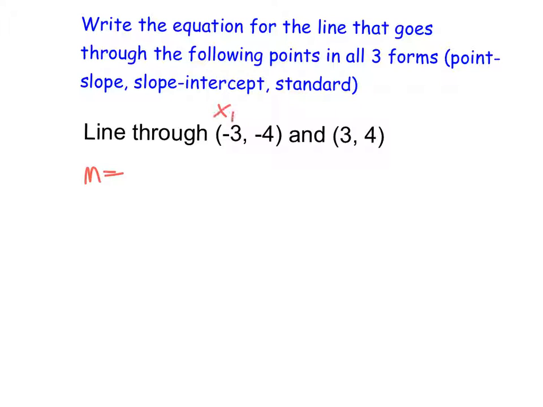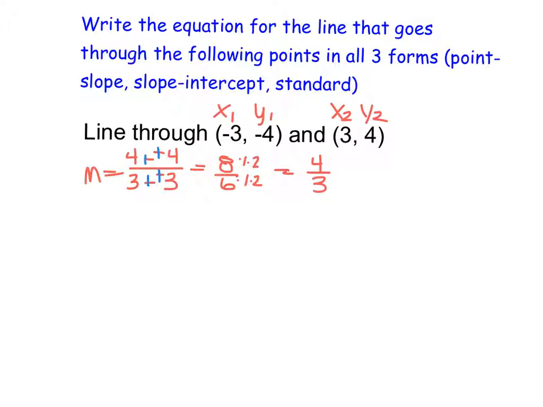So we're going to label our points x1, y1, x2, y2. So we have 4 minus a negative 4 over 3 minus a negative 3. So I utilize keep, change, change, keep, change, change, and I end up with 8 over 6, which because they're both divisible by 2, that simplifies to be 4/3. So that is the slope of our line.